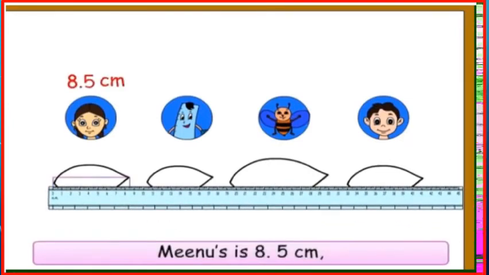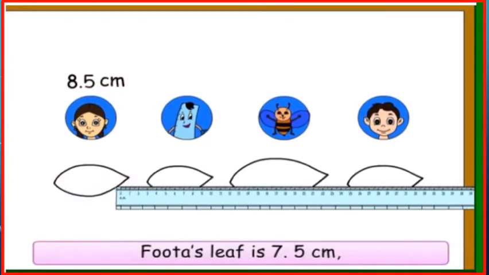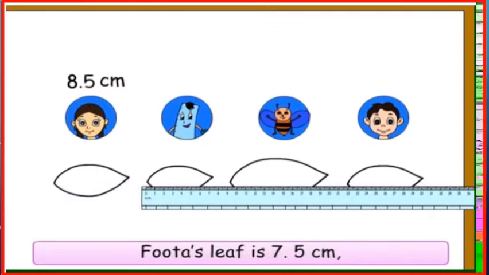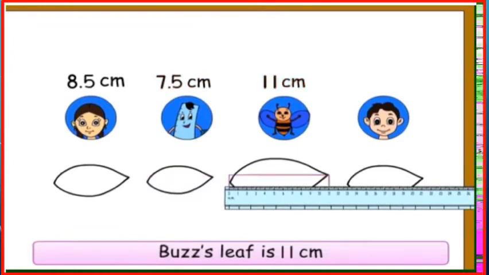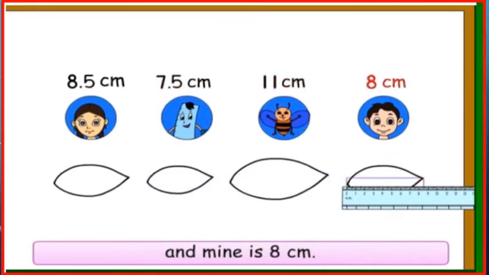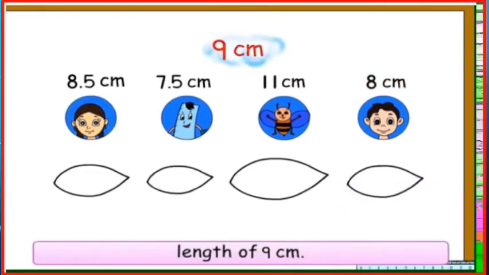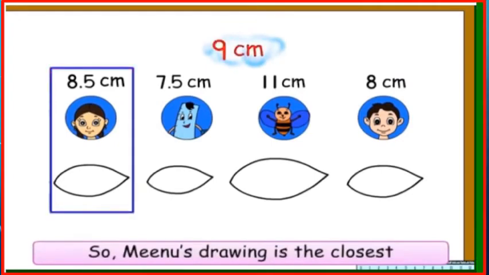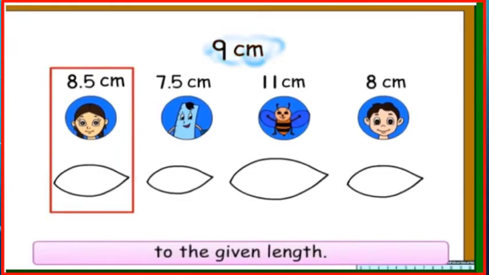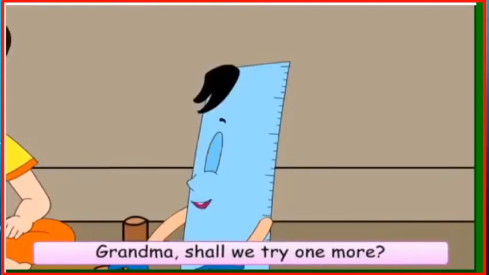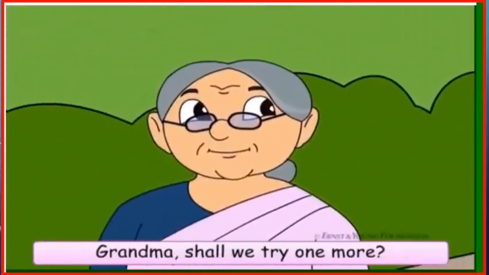Meenu's is 8.5 centimeters. Futta's leaf is 7.5 centimeters. Buzz's leaf is 11 centimeters. And mine is 8 centimeters. You asked us to draw a leaf with length of 9 centimeters. So Meenu's drawing is the closest to the given length. Grandma, shall we try one more?